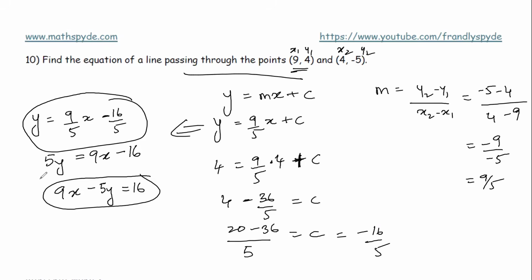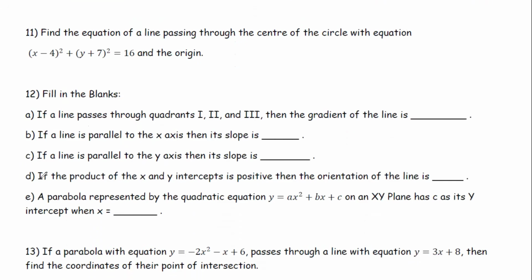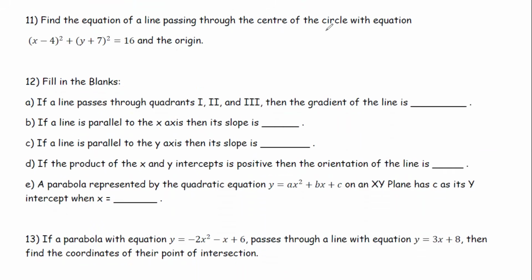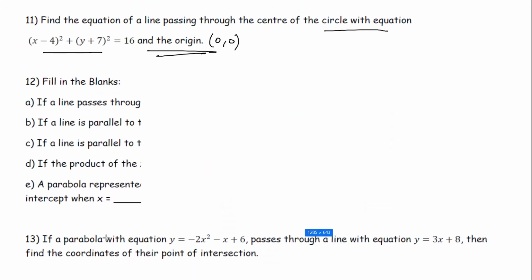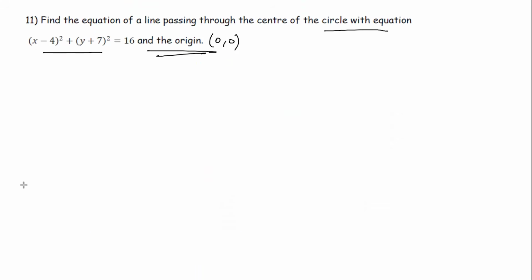All right. Question 11. Find the equation of a line passing through the center of the circle with this equation and the origin. So origin is always 0, 0, right? So it's asking you to find the equation of a line passing through 2 points. Very basic question. So you have 0, 0 and out here the center is h, k, which is 4, -7. So it's a line passing through these 2 points.